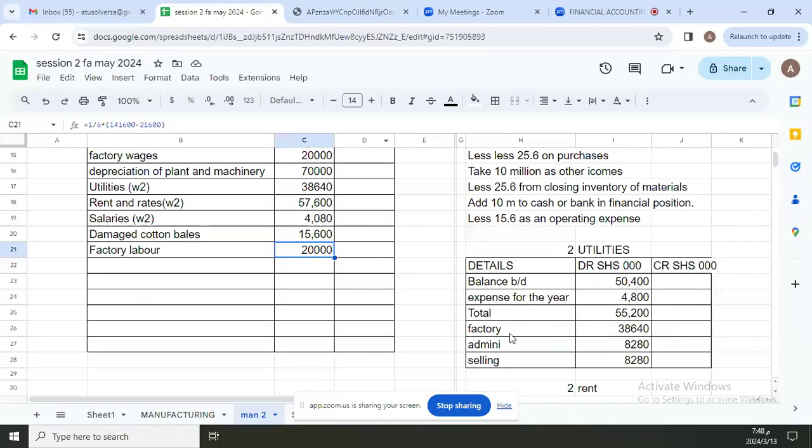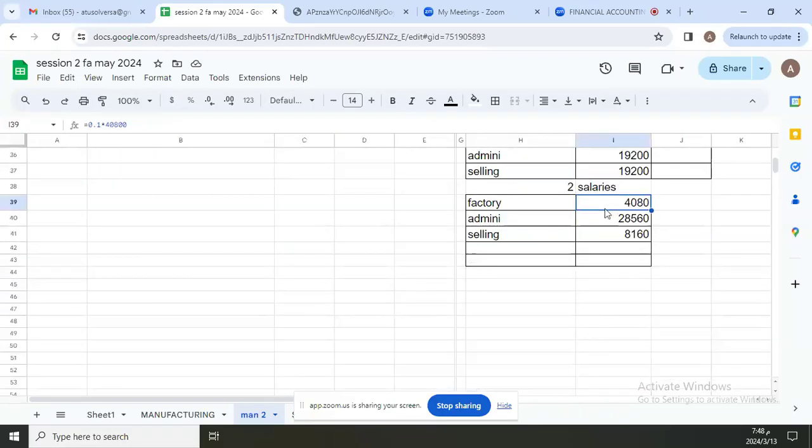Okay. We came here under factory: 0.1, which is 10% times 4,800. What do we get? 480. Then the admin is 0.7 times 4,800. Then the selling is 0.2 times 4,800. I'm getting 8,160.